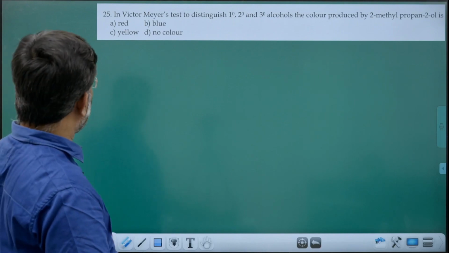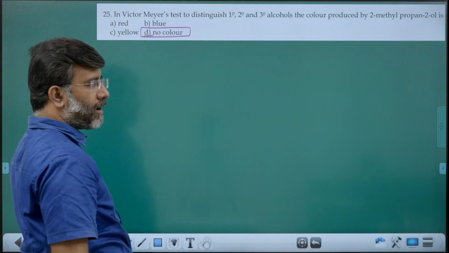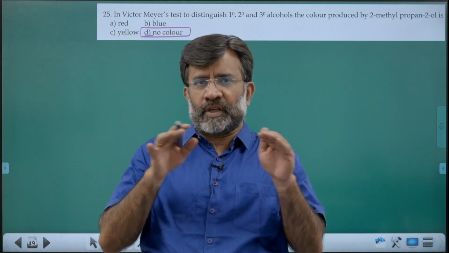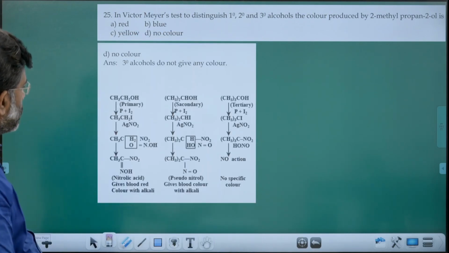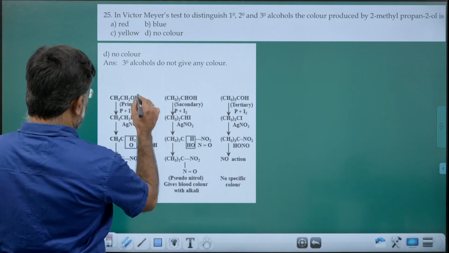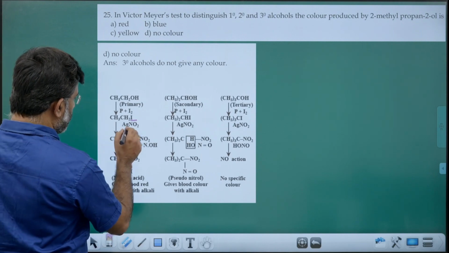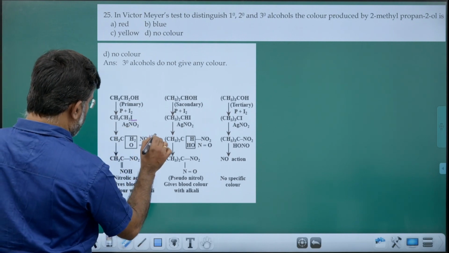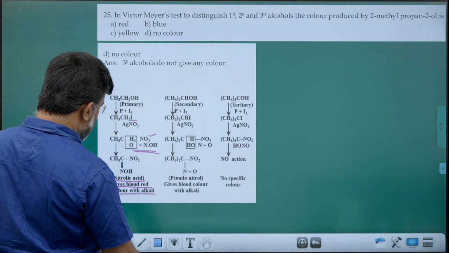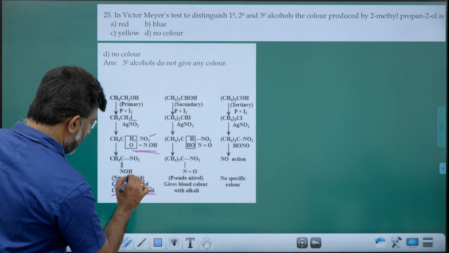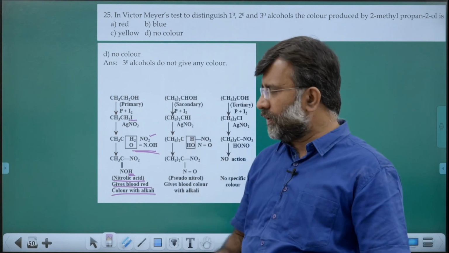2-methyl propan-2-ol is a tertiary alcohol, and the answer is option D. It remains colorless. The sequence of reactions is out of syllabus, but if you want, you can check the reaction. This is a primary alcohol; with red phosphorus and iodine you get an iodo compound. Treated with silver nitrate, you get a nitro compound. Treated with nitrous acid, you get nitrolic acid, which gives blood red color with alkali. The acid contains an acidic hydrogen, and due to its presence, it dissolves in alkali.